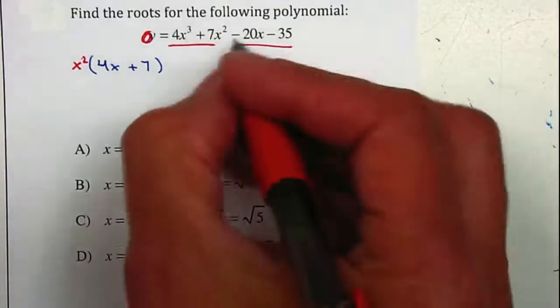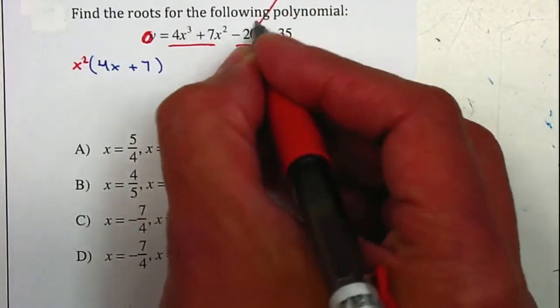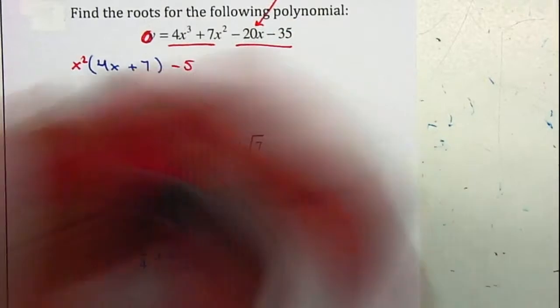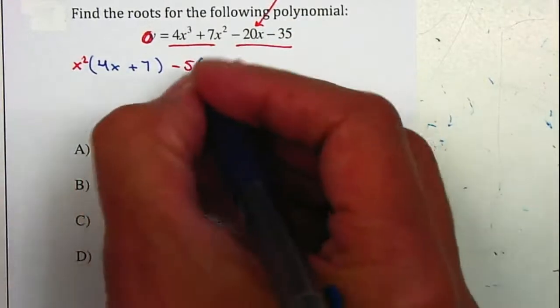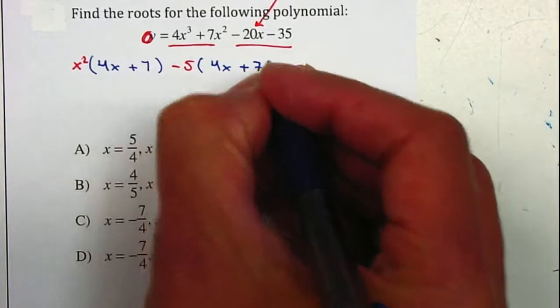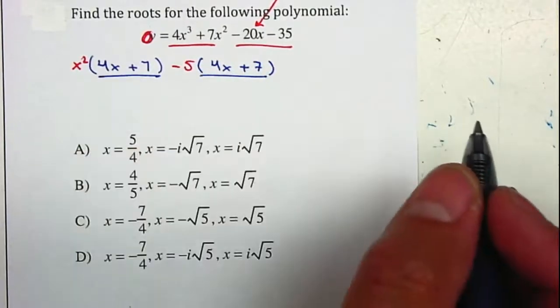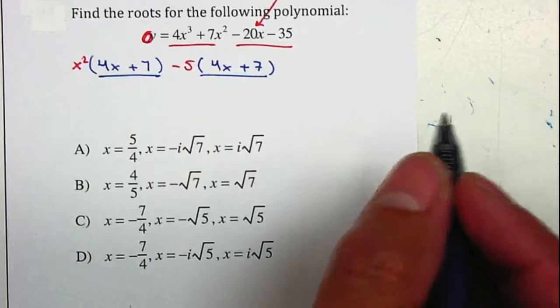What can I factor out of the second 2? I can factor a 5, but since this is negative, you want to factor a negative 5. And what's left behind will be 4x and positive 7. These 2 should always be the same if you can factor by grouping.